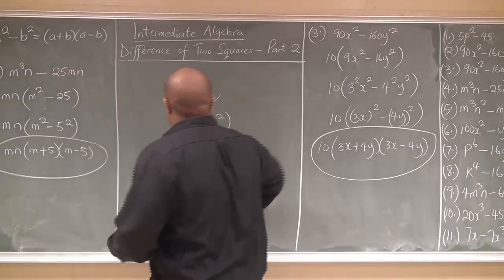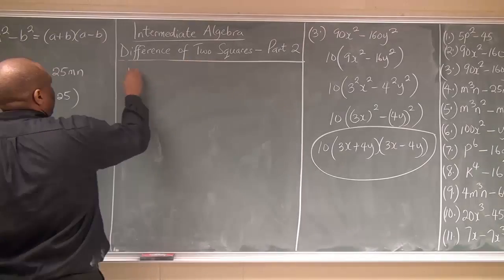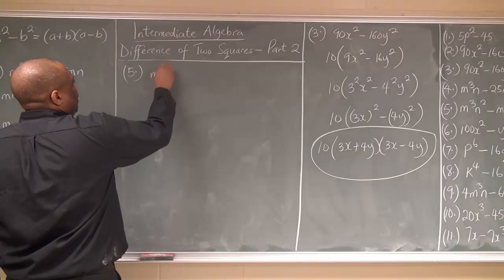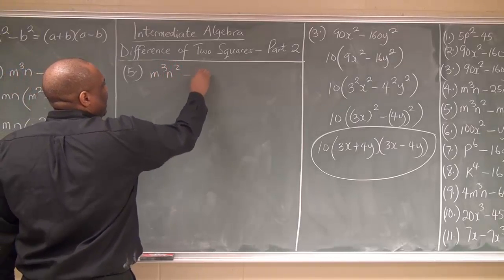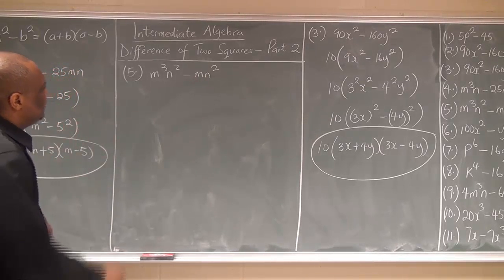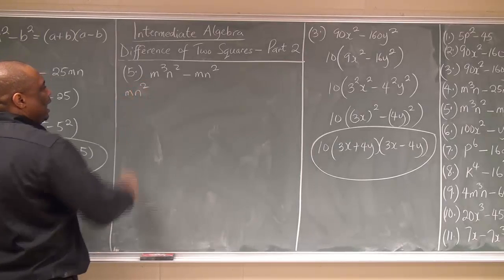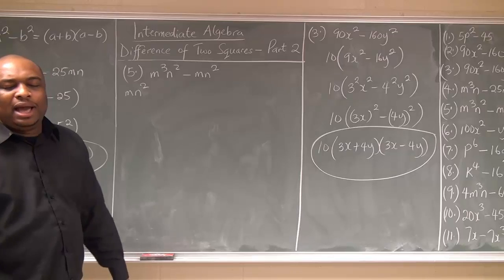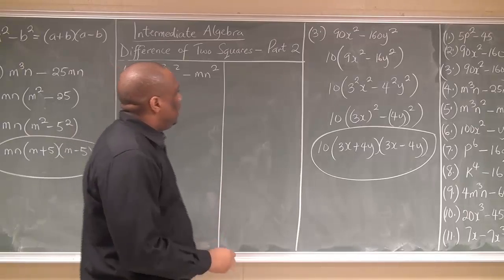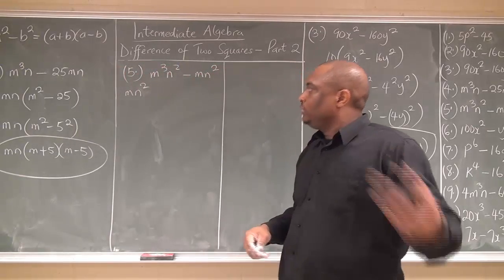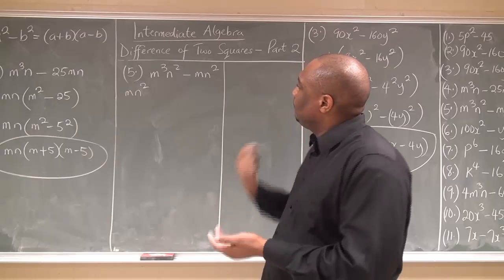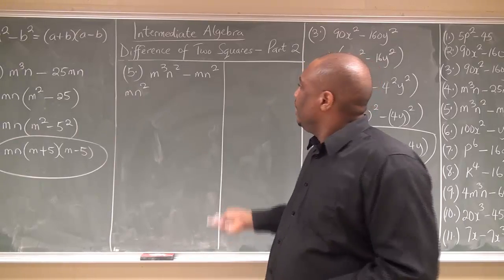Okay, question 5. Question 5, m cubed n squared minus mn squared. So here, what will be the GCF? The GCF is mn squared. And you know what? Some of you might ask me, hey, how have you been getting all this GCF? Okay, let me explain it. Please watch my video on factors and multiples. It will help you. But let me explain to you how I'm getting all this GCF.